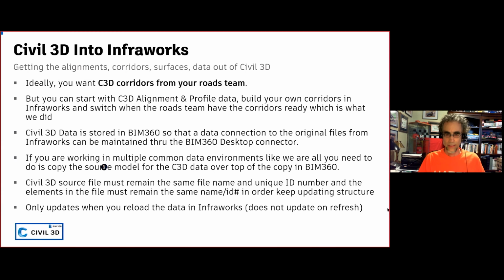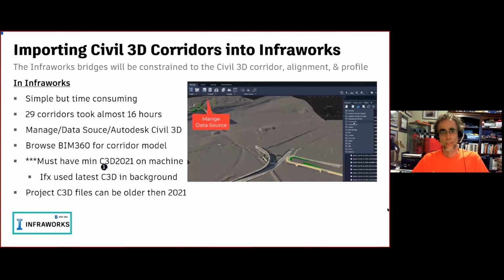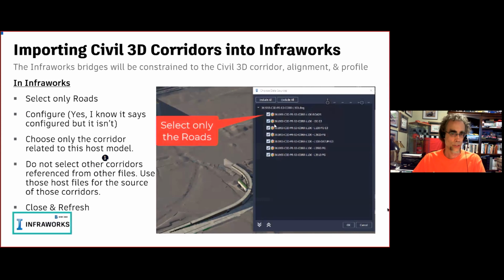We need the Civil 3D corridors from the road team. That's what drives this whole bridge, which is great. You need those corridors. You bring them into InfoWorks, and once they're in InfoWorks, they control the bridge.